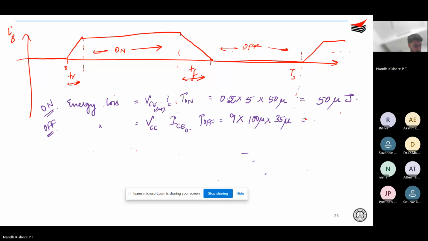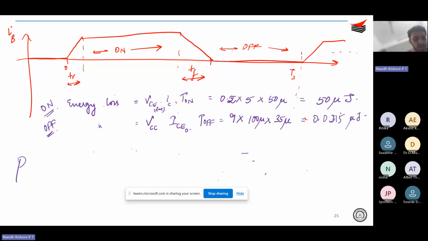How much is it? 900 into 35. Yeah, so it's very small. That is 0.0315 microjoules. Okay, it's in some nanojoules. We need not worry about it too much. But anyway, this is the energy loss during on and off time. So this is the conduction energy loss, right? So this happens in every cycle.